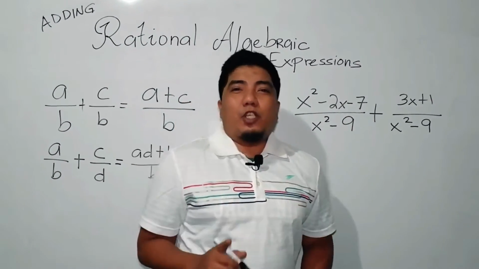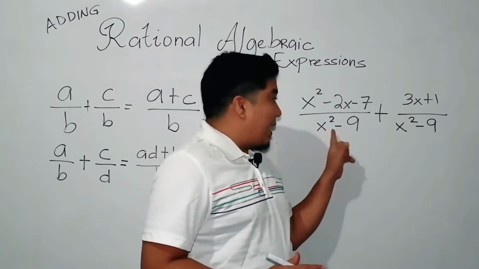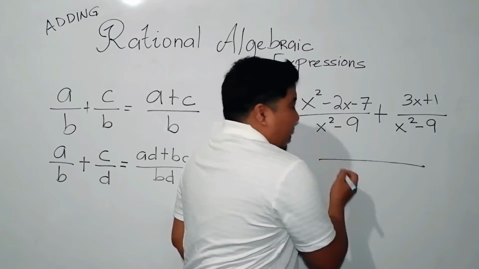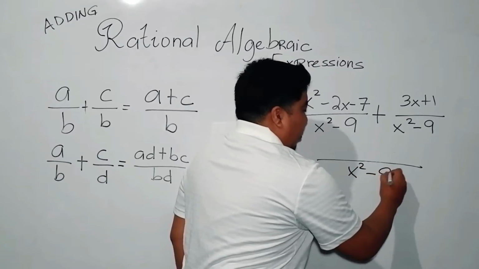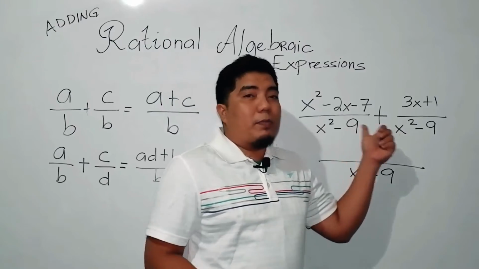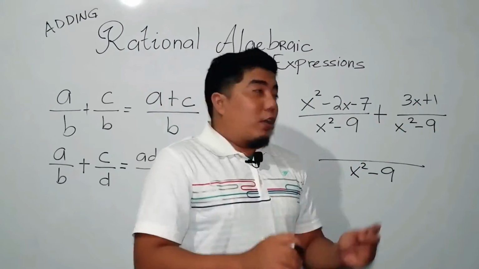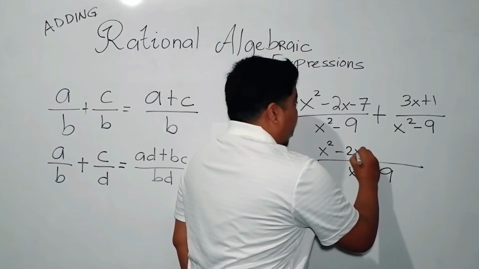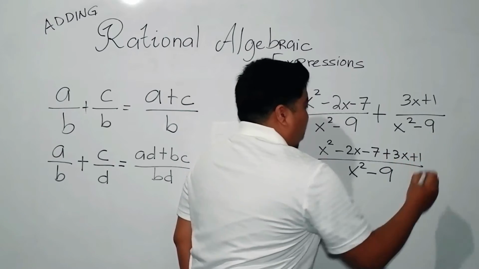Now, first is you observe the given. Our given fractions have the same denominator. If that's the case, then you can just make a long bar with the denominator that is the same. You just copy them as 1. So that is x squared minus 9. Then, after that, you will combine all your numerators. So we have x squared minus 2x minus 7 plus 3x plus 1.